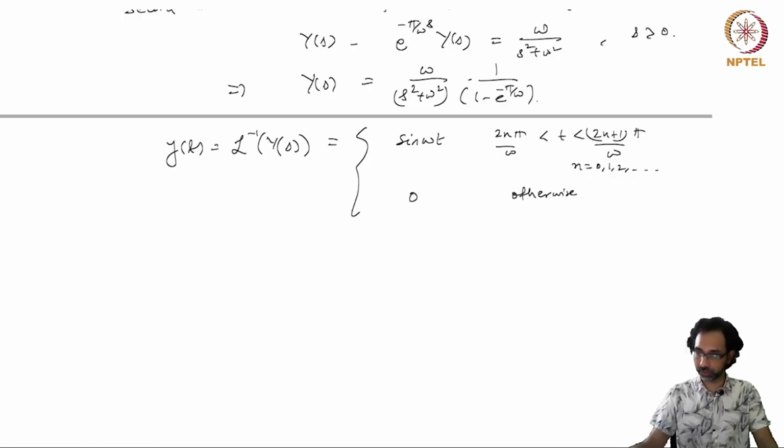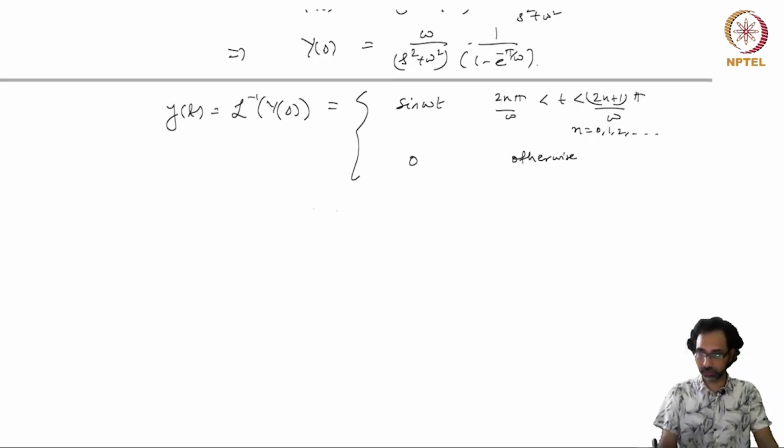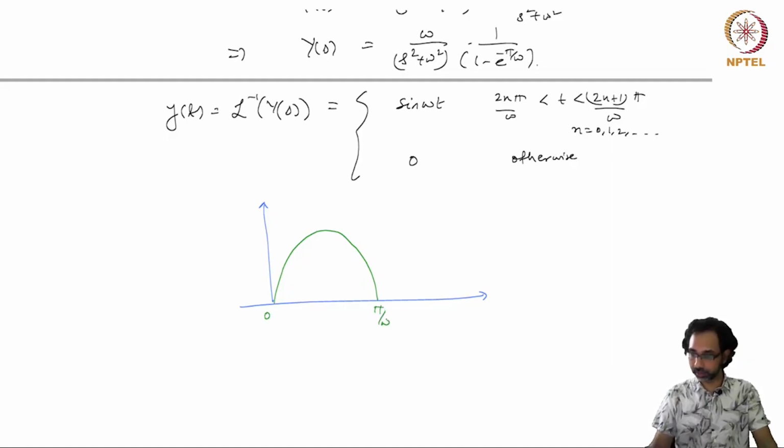So the graph of this function y(t) looks something like this. It is sine omega t between, for example, if n equal to 0, you will get 0 on the left side and pi by omega on the right side. So 0 to pi by omega, and it is 0 otherwise, until it hits 2 pi by omega. This is 2 pi by omega, this is 0.